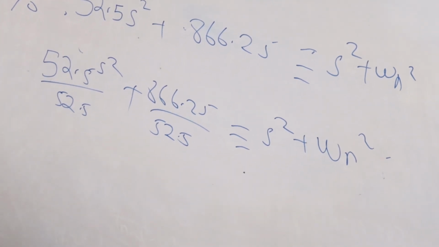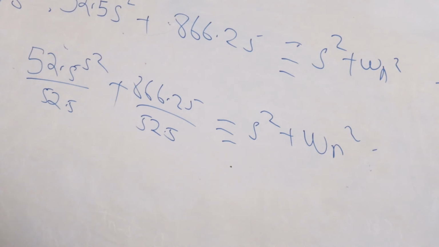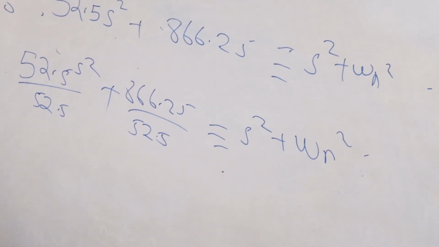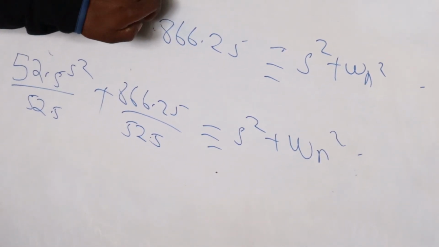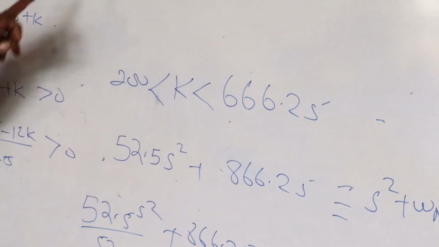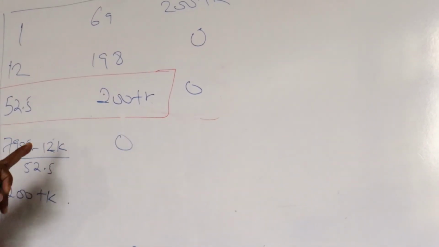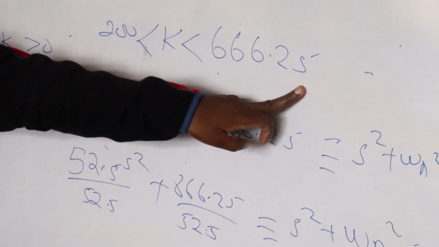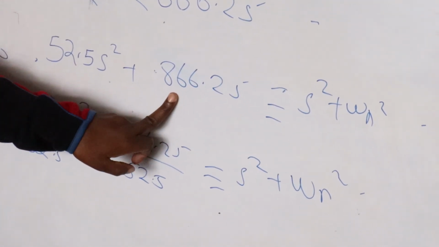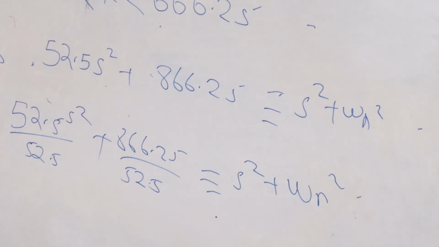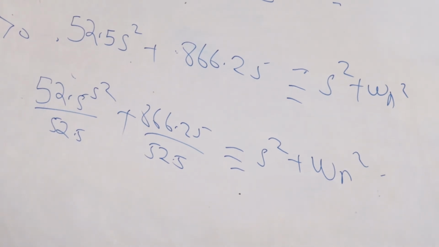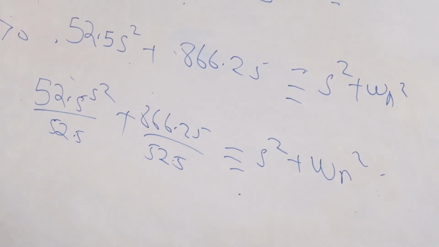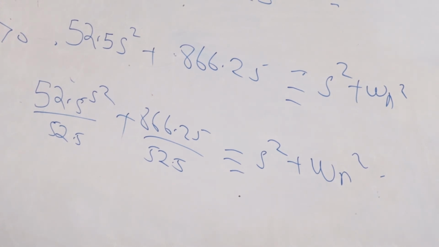The highest value of K is 666.25, plus 200. That is where 866 comes from. So we have taken this 200 plus K. What is the highest value of K? 666.25. So it is becoming 866.25. Then that is now what you have. So what is your answer? .06 rads per second.